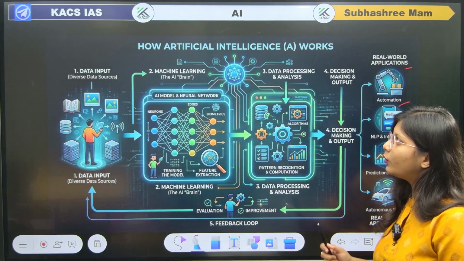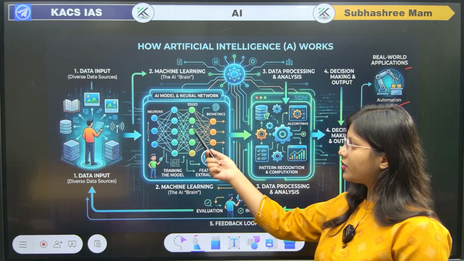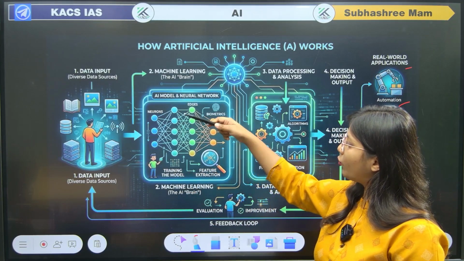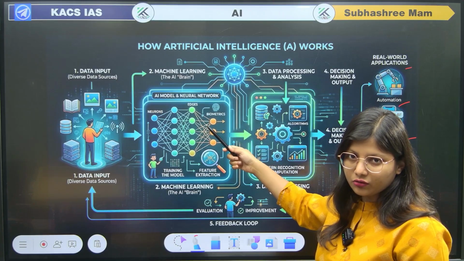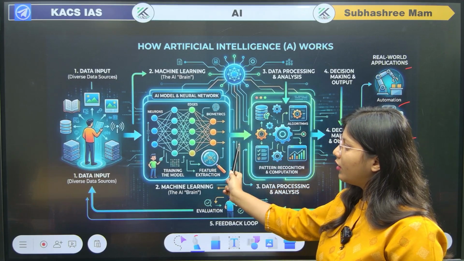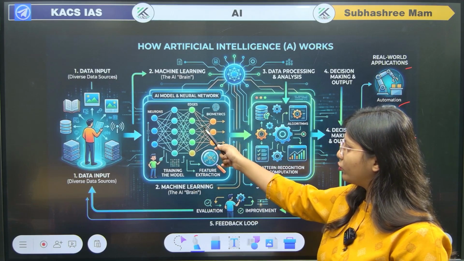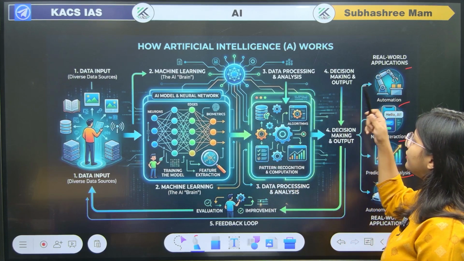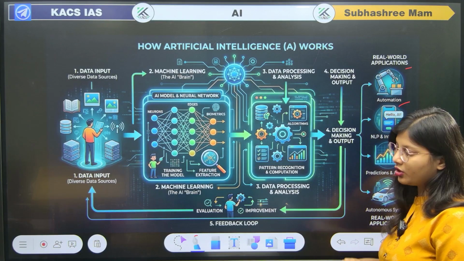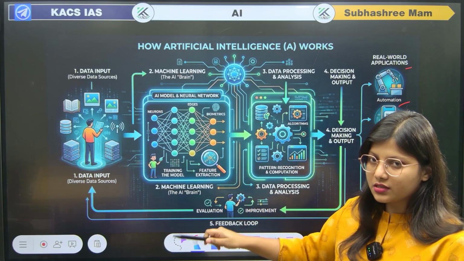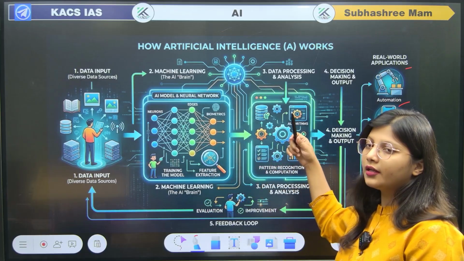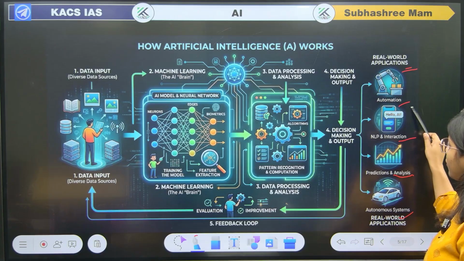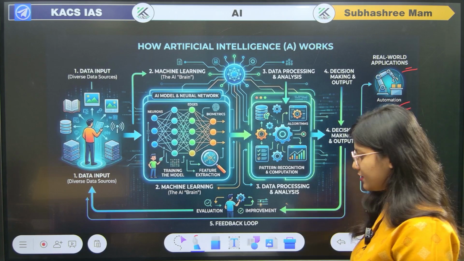Now see how AI works. First we give data to the computer, then machine learning, which is the brain of the AI, does all the processing through neural networks. Then data processing and analysis takes place, then it gives decision making and output. This is a loop that is going on: data input, then machine learning, then data processing, then decision making, which leads to real world applications, that is automation, interaction, prediction, and analysis.